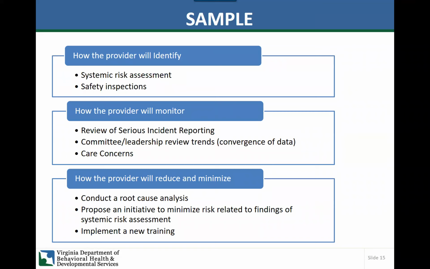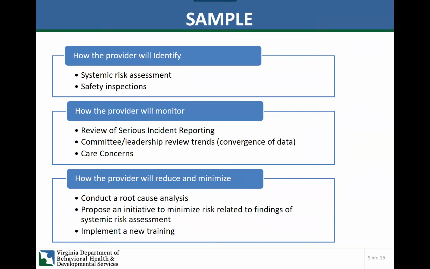You identify risks through your systemic risk assessment, through safety inspections. How do you monitor it? Well, you review serious incident reports. You have your leadership review trends. You're looking for that convergence of data, which is when you identify that there's been an increase in serious incidents at the same time that there's been an increase in staff turnover. You're looking at your care concerns.